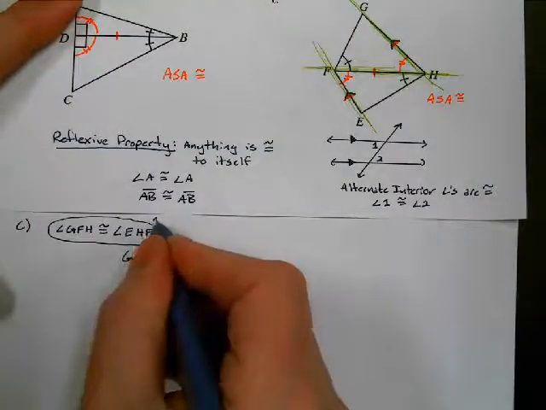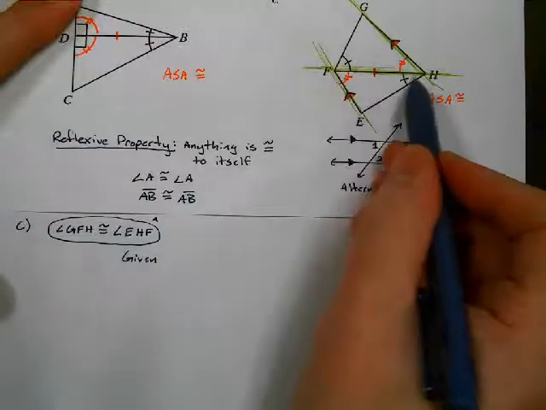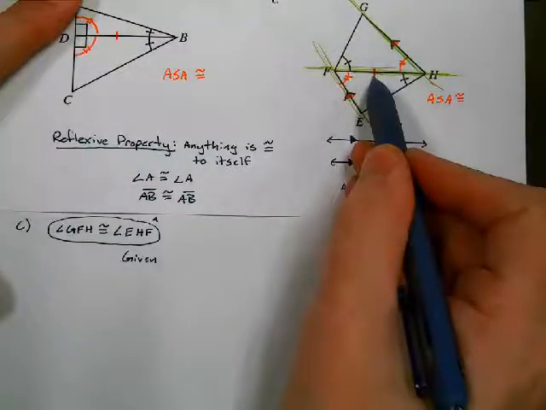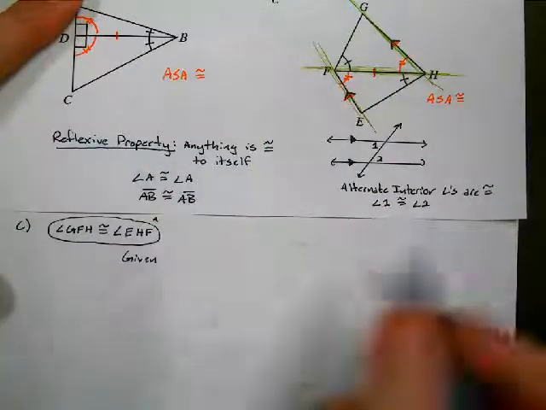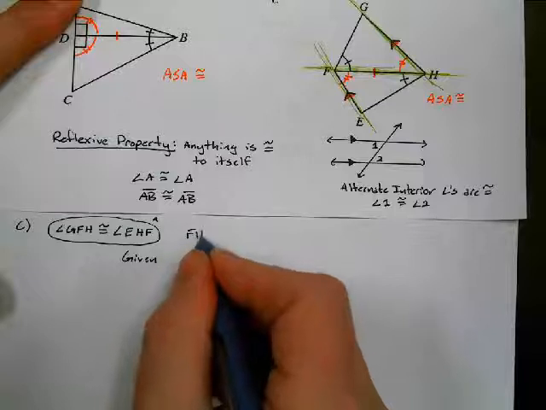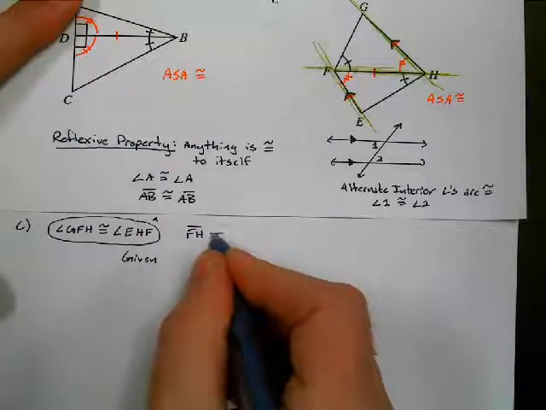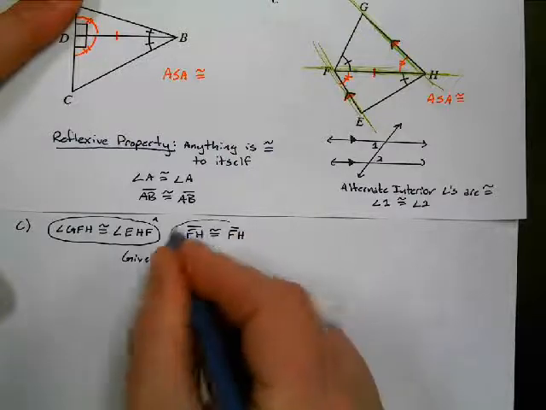Now, we said this side, it wasn't given because we put the tick mark there, but we said the reason was the reflexive property. So we can say that FH from one of the triangles is congruent to FH from the other triangle. And it's this new reason right here, the reflexive property.